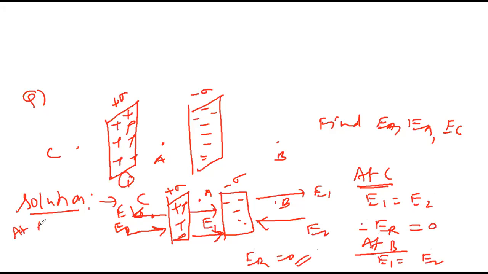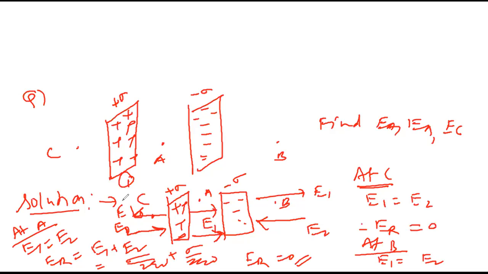Yes, sir. At A, E1 is same as E2, and they are in the same direction. So resultant will be E1 plus E2. That means it is sigma upon 2 epsilon plus sigma upon 2 epsilon. So finally what you will get? 2 sigma upon 2 epsilon, which is sigma upon epsilon.